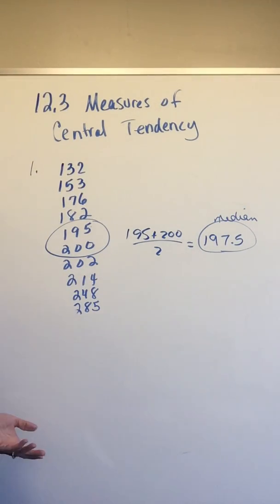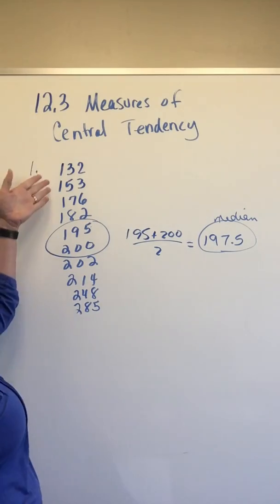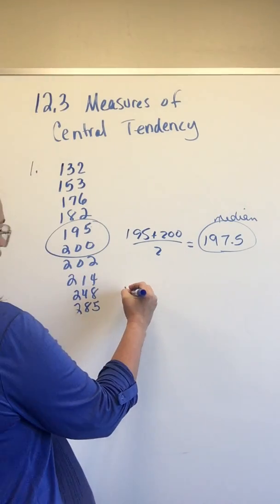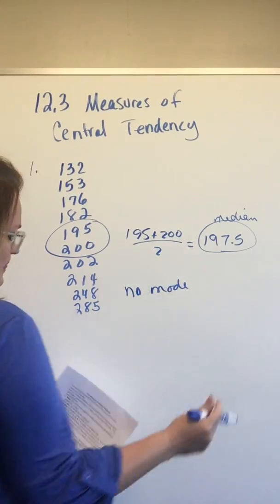For the mode, there was no mode. I should have made a better example, right? Nothing was repeated. So we would say for the third average, there is no mode.